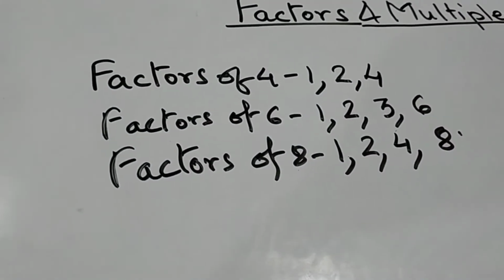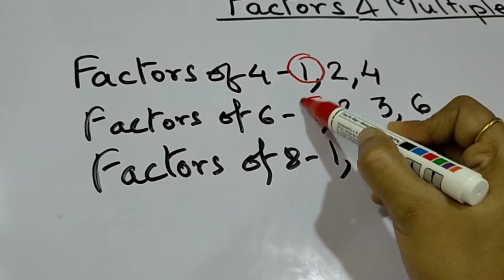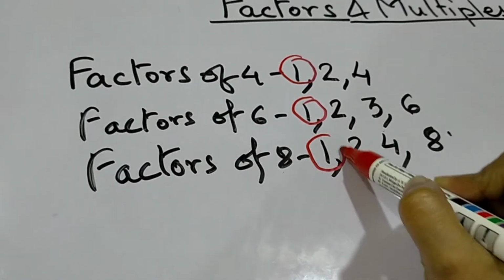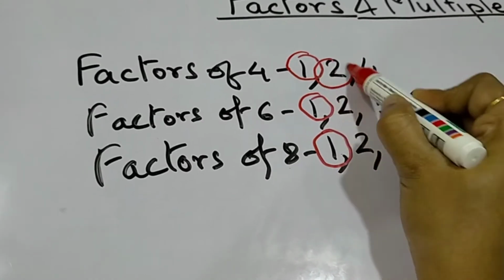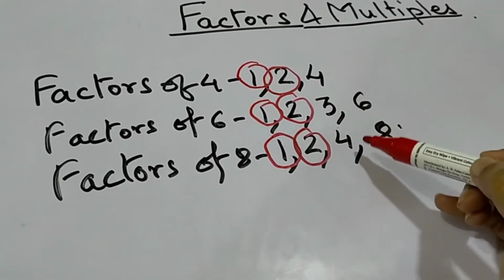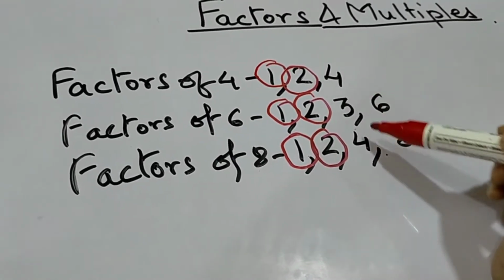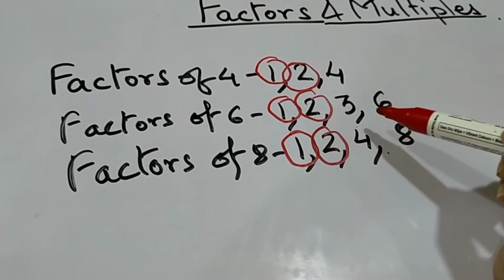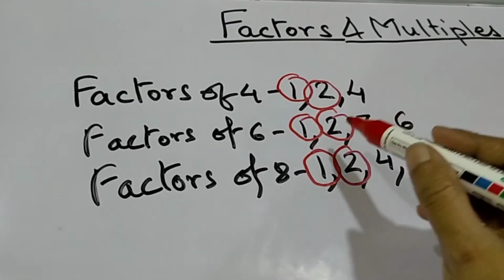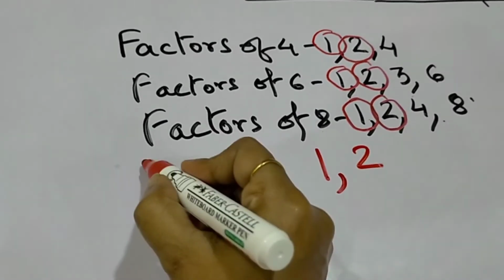तो common factor क्या हो जाएगा? 1, then 2, 4 and 8. 4 is a common factor between 4 and 8 but 6 में नहीं है. So common factors: 1 and 2.